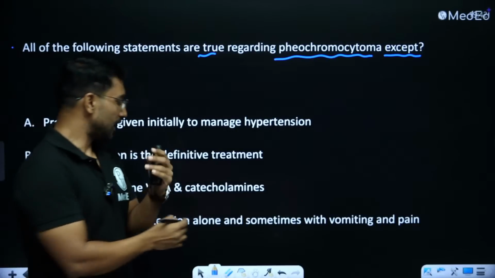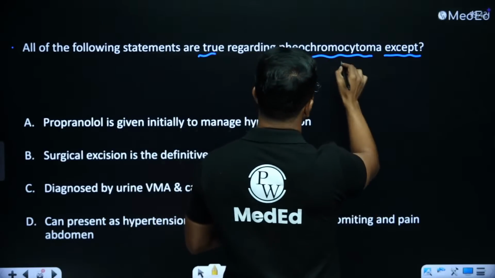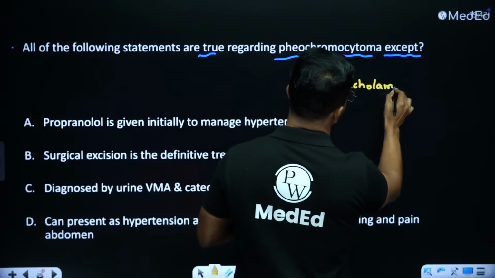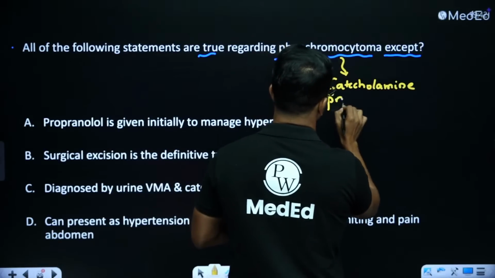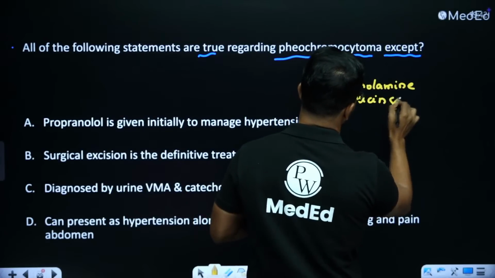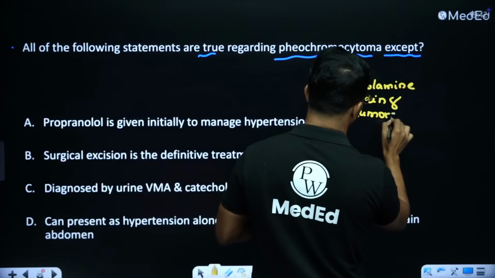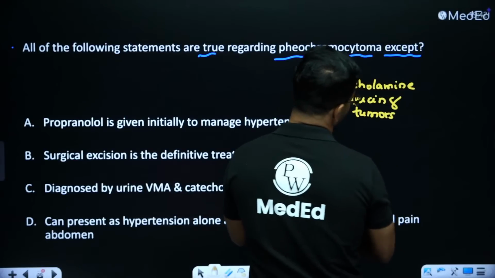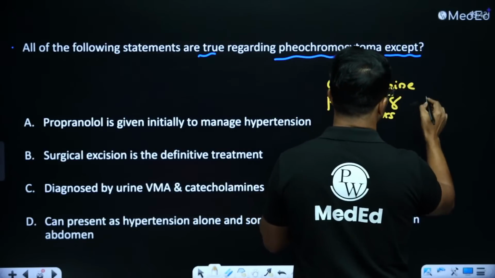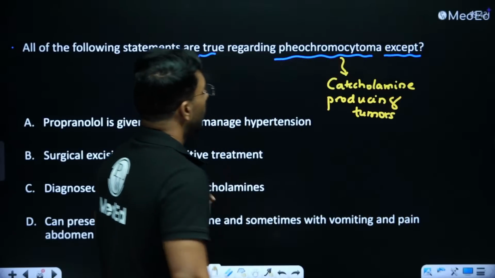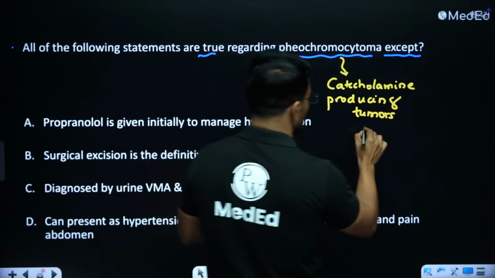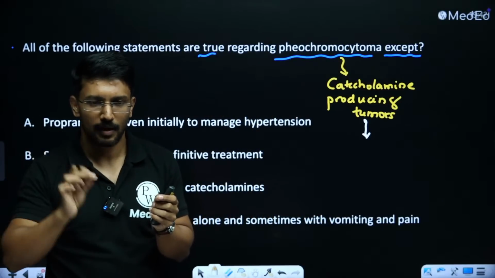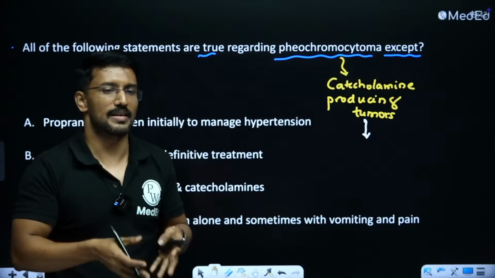Pheochromocytomas are the catecholamine producing tumors. What are the catecholamines? Adrenaline, noradrenaline, dopamine. So tumors that produce catecholamines, mainly originating from the adrenal medulla or the sympathetic ganglions, will be called pheochromocytoma. Now when they produce catecholamines, those catecholamines will be released in circulation, not continuously but periodically, intermittently.